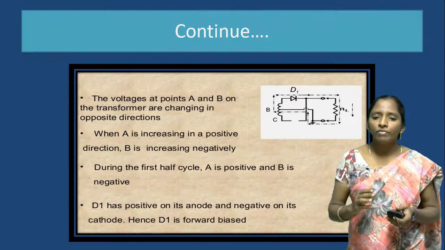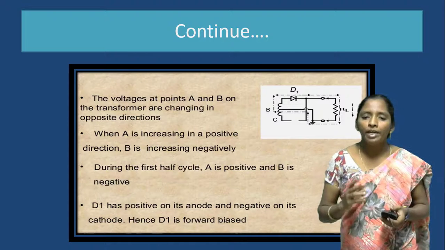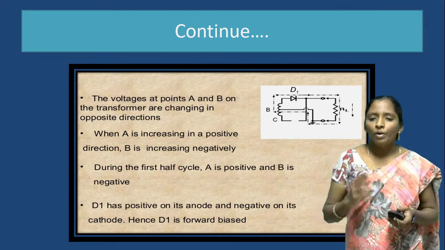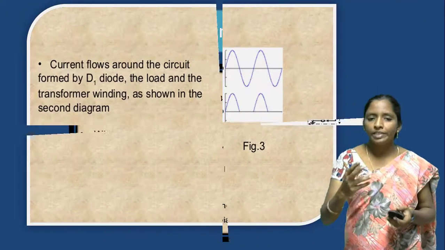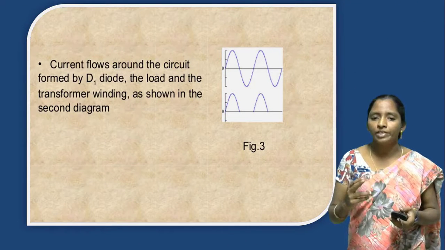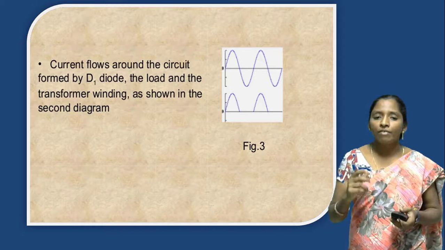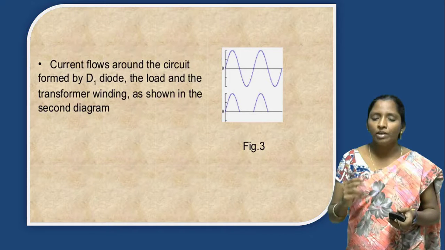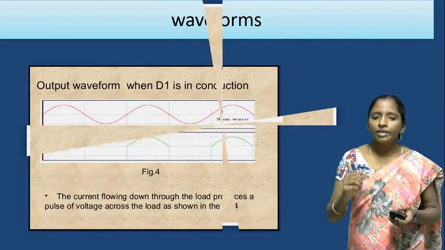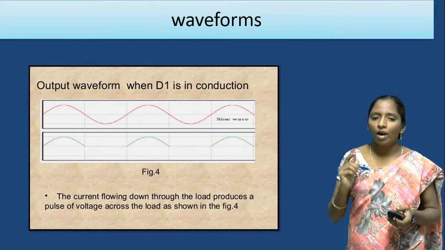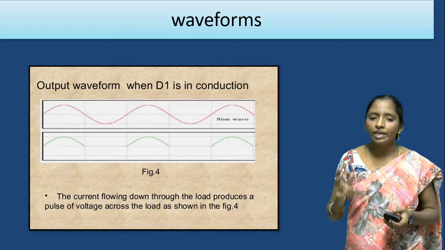And during the negative half cycle, we are applying the negative terminal to the anode of D1 and the positive terminal to the anode of D2. These are the waveforms of the center tap rectifier during the positive half cycle. During the positive half cycle, the diode D1 conducts. At that time, the output looks like this. These are the output waveforms of D1 when D1 is conducting.